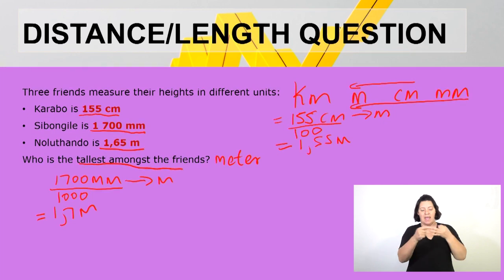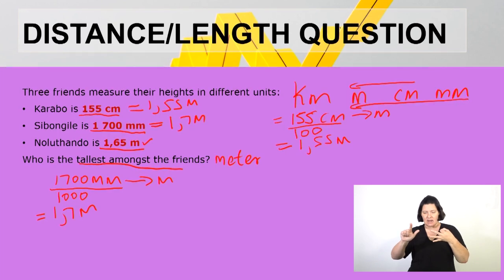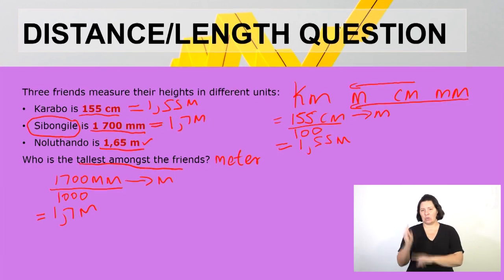Now let's compare the three heights. Karabo's new height in meters is 1.55 meters. Sibongile's height is 1.7 meters, and Noluthando was already in meters. So which one is the highest? It says here the tallest is Sibongile because he is 1.7 meters tall. Let's move along to this one. It's quite interesting and I hope you are going to enjoy it.